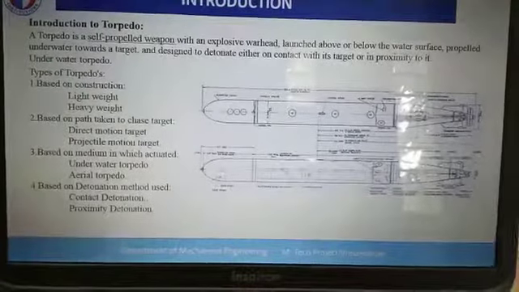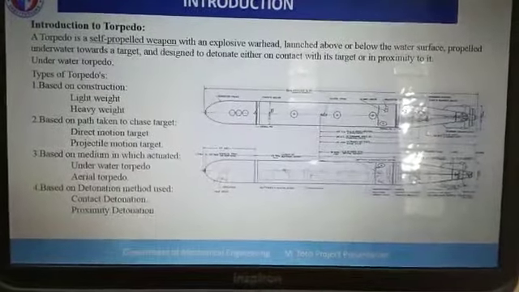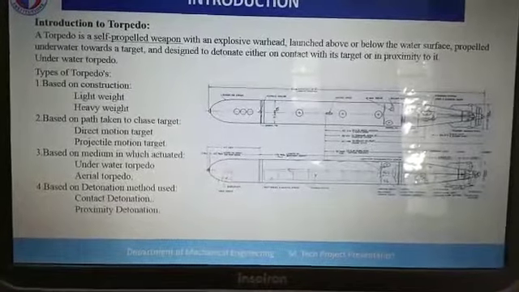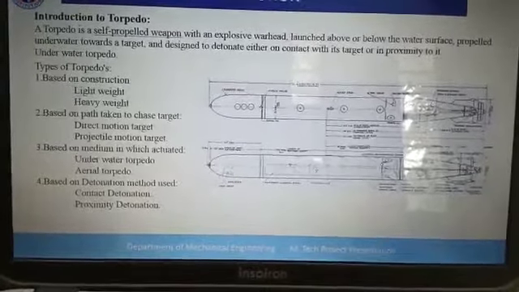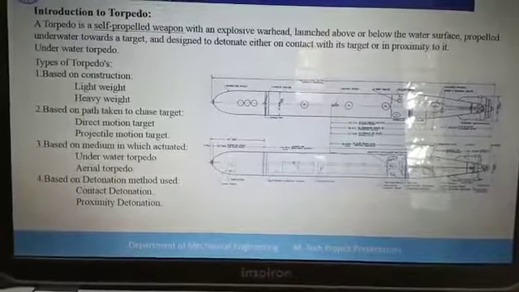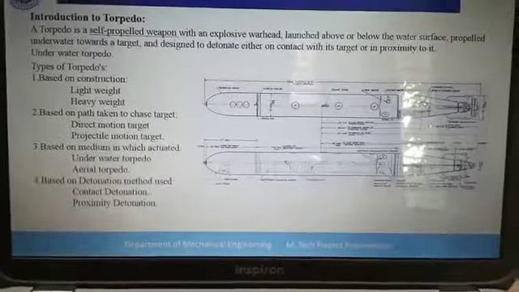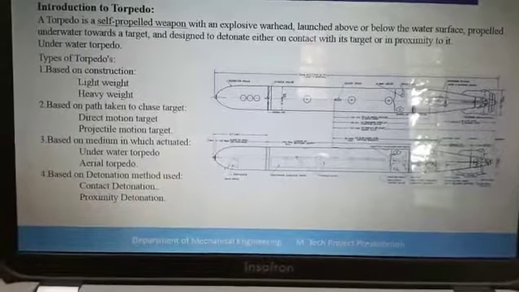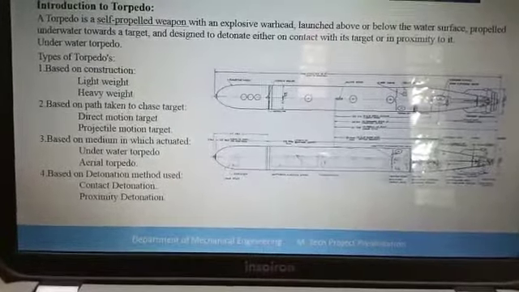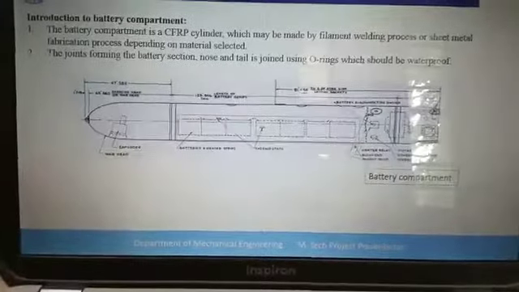There are types of torpedoes based on construction. There is lightweight, heavyweight, based on the path taken to chase either direct motion or projectile motion target, based on the medium, either underwater or aerial torpedo, and based on the detonation method, that is contact detonation or proximity detonation.